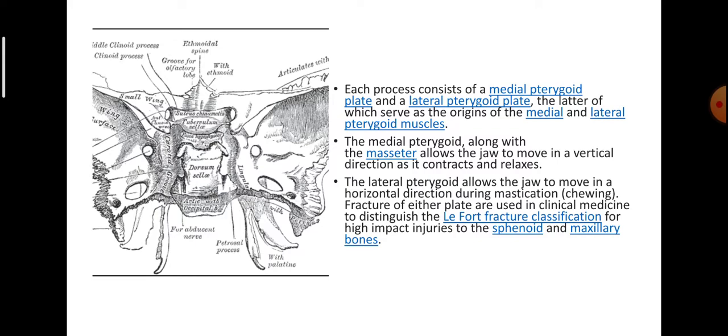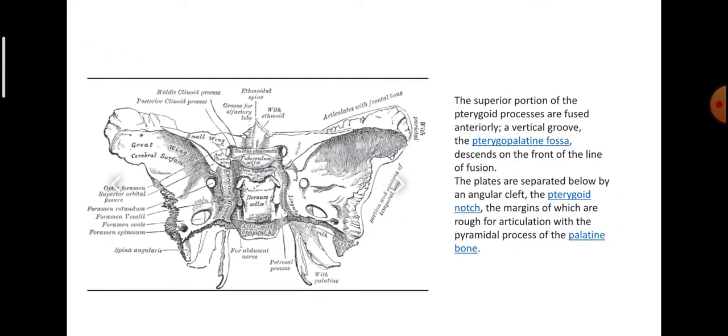Fracture of either plate is used in clinical medicine to distinguish the Le Fort fracture classification for high impact injuries to the sphenoid and maxillary bones. The superior portions of the pterygoid process are fused anteriorly. A vertical groove, the pterygopalatine fossa, descends on the front of the line of fusion. The plates are separated below by an angular cleft, the pterygoid notch, the margins of which are rough for articulation with the pyramidal process of the palatine bone.